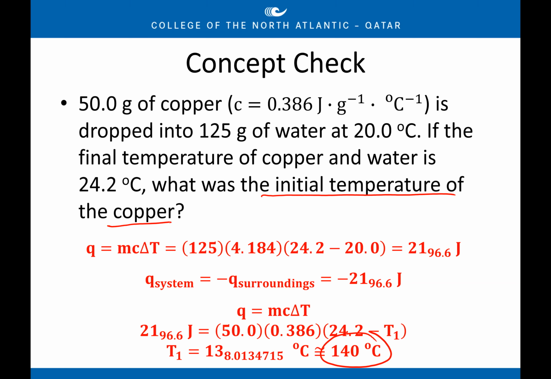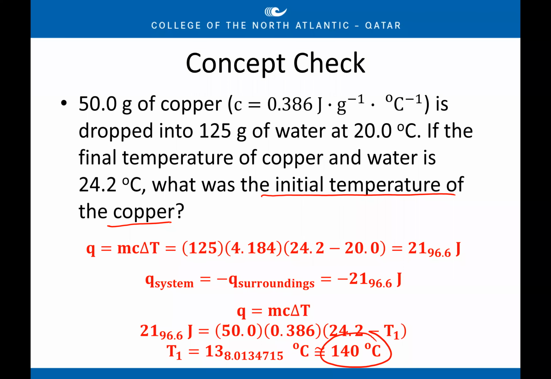The surroundings would be the water and the beaker and the air around it. But of course, we ignore all that. We only consider the surroundings, the water. So 50 grams of copper is dropped into 125 grams of water at 20 degrees Celsius. The final temperature of the system and surroundings, the copper and the water, was 24.2. So the question is, what was the initial temperature of the copper?